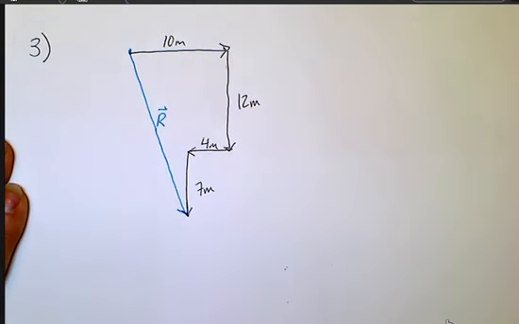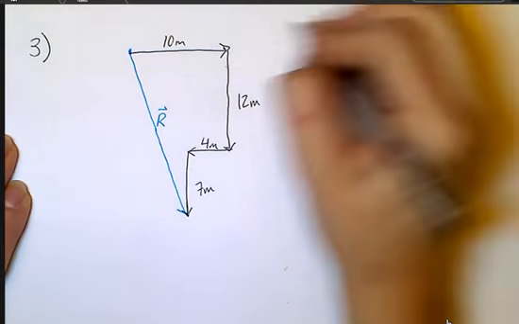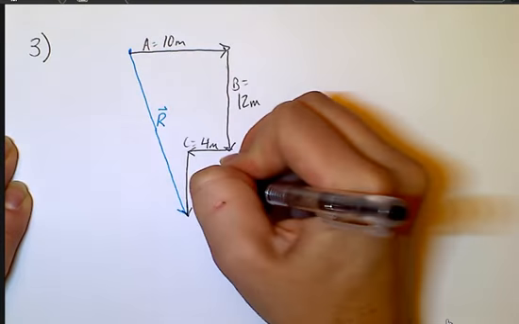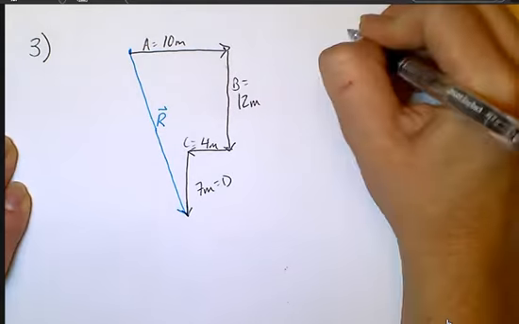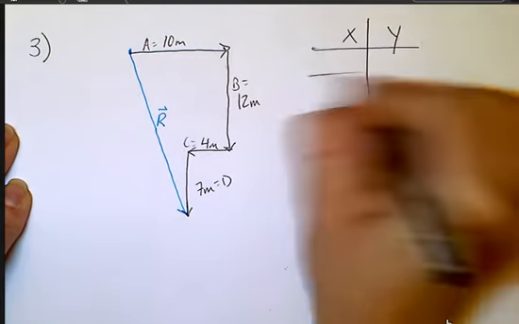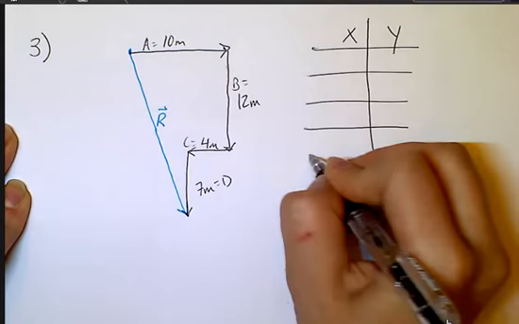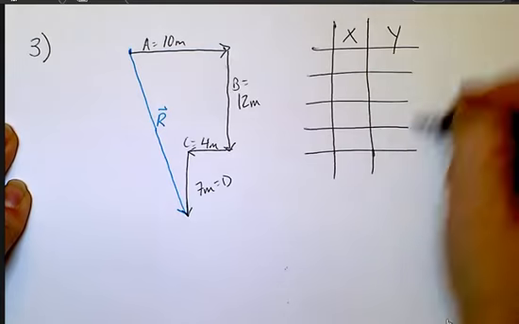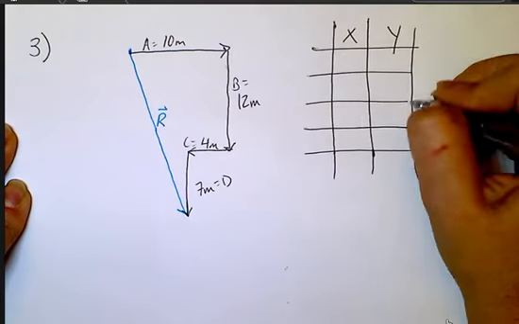You can either look at it conceptually, or we can set it up with a chart, which is what we did before. Just call these A, B, C, and D. And you're just going to add all the x's together by themselves and all the y's together by themselves. Make sure you have positives and negatives to denote direction. And then when you sum them all up, those are the x and y components of your resultant triangle.